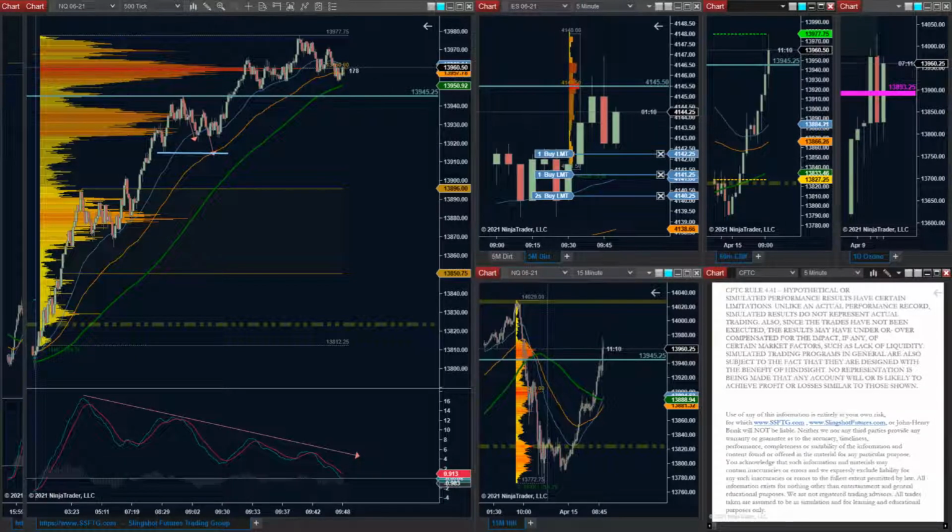NASDAQ, come on, give me a quick little flush down to that 45.25. I know you want that volume node. A little bit of a dip underneath it, 940s. There's a big VVP resting underneath there. I bet they would love to fill that volume in. The S&P, man, they couldn't get that one tick underneath it.